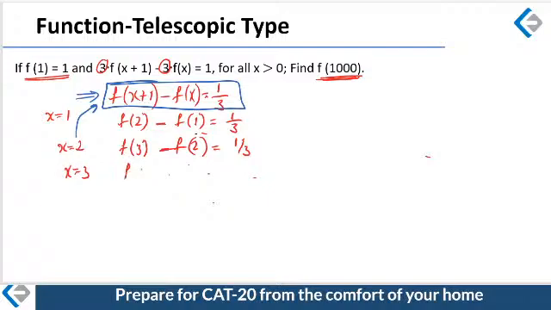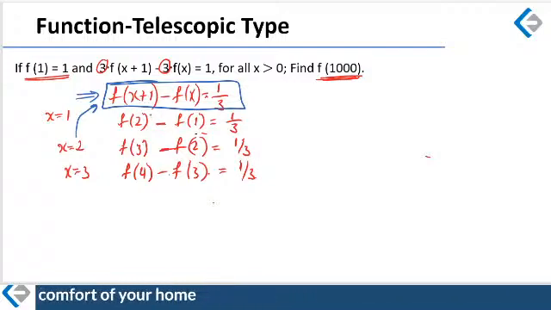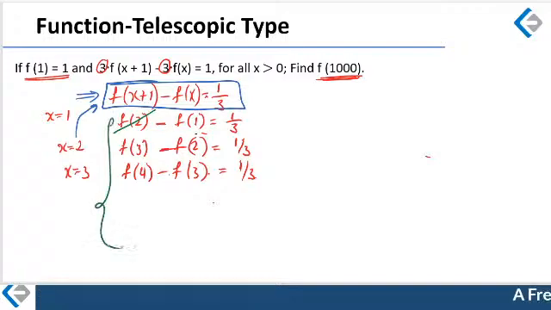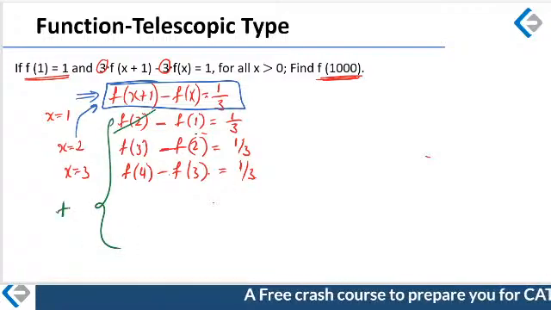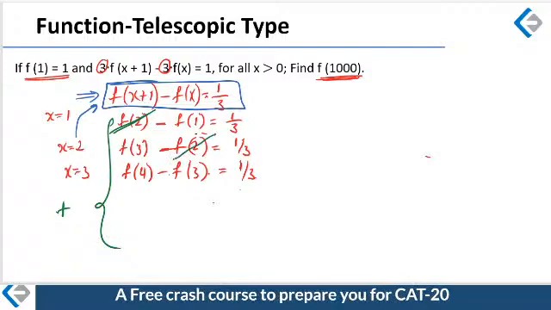In the next one, put x is equal to 3. You write f of 4 minus f of 3 is also equal to 1 by 3. Now this is called telescopic type. What happens, my friends? Take a look here. If you add all of them in a telescopic type, f of 2 and minus f of 2 get cancelled, f of 3 and minus f of 3 get cancelled.